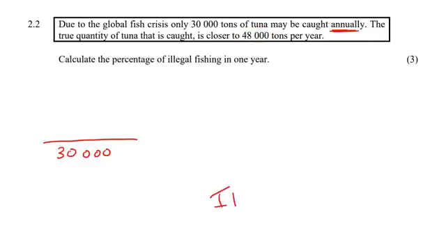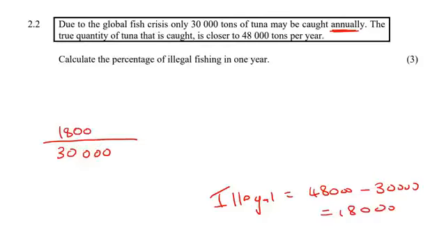Well, the illegal tons would be 48,000 minus 30,000, and that would be 18,000. So out of a total of 30,000 that you're supposed to do, 18,000 are being illegally caught. So to get that as a percentage, you multiply by 100. And that'll give you 60%.